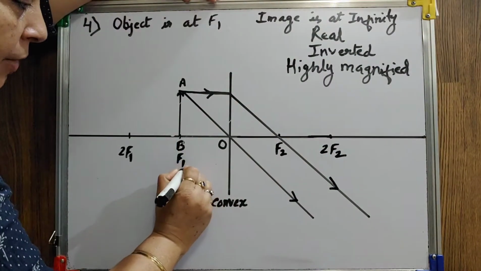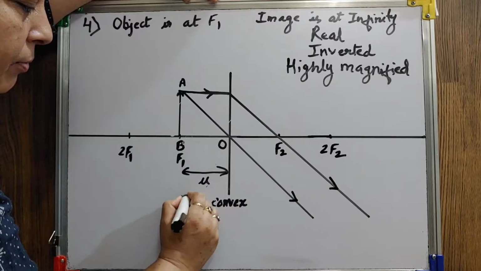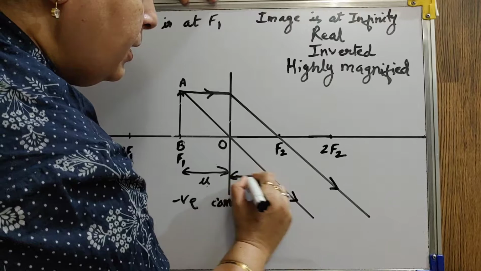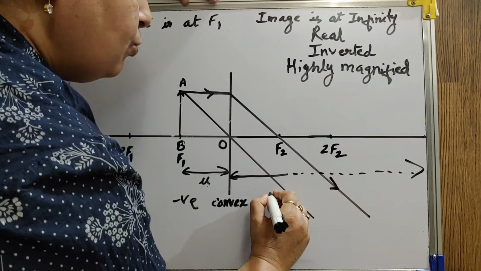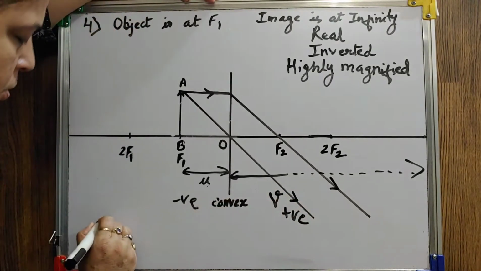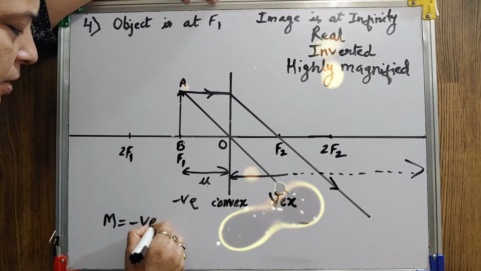Now, when you concentrate, your U is negative. V, wherever this distance is at infinity, is very large, but it is positive. So our magnification, V by U, is again negative.